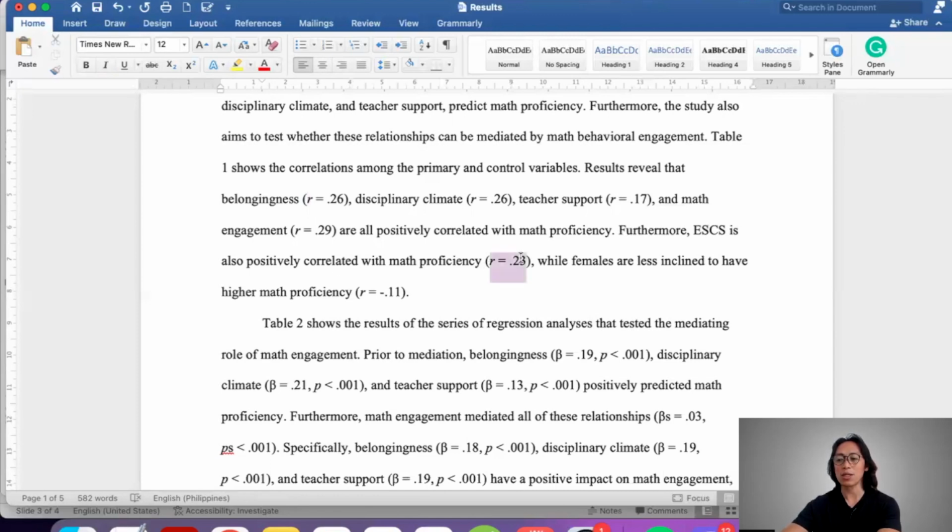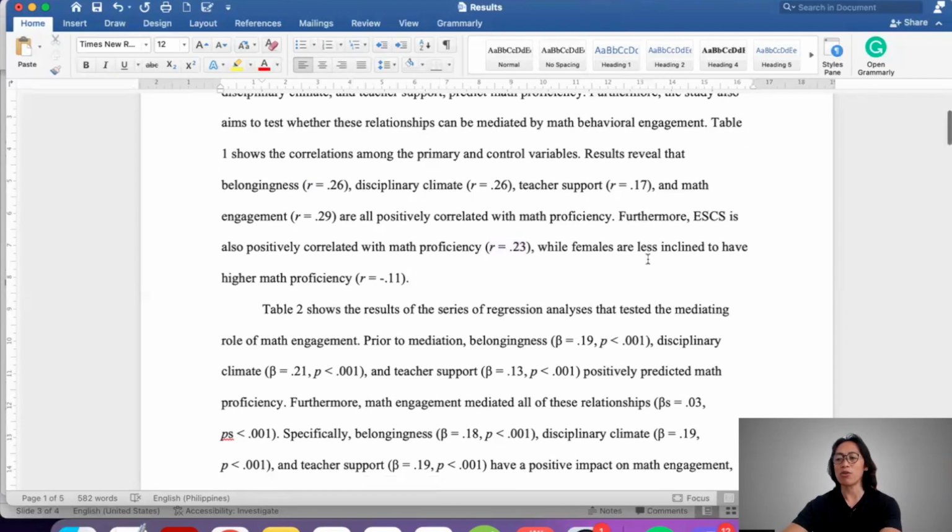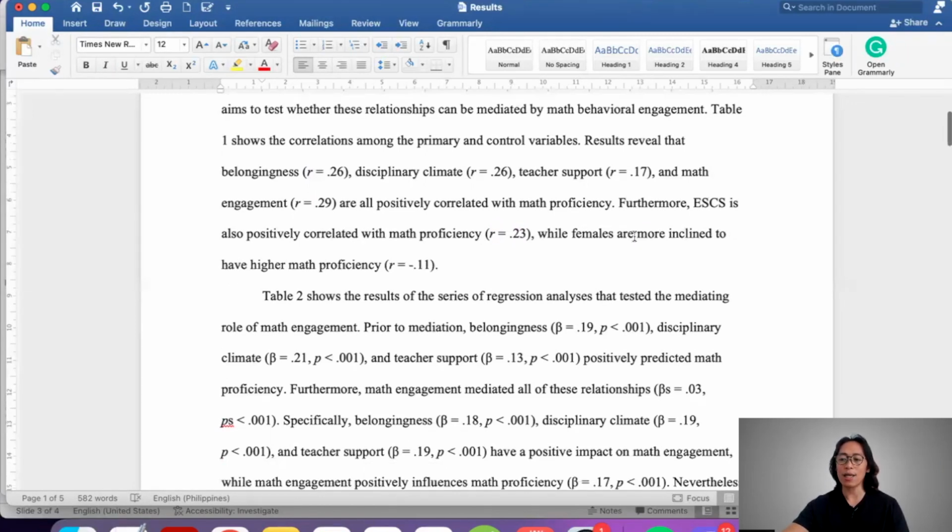So this is the correlation coefficient, while females are less inclined to have higher math proficiency. This should be more inclined, not less inclined. Why? Because the coefficient is negative. That means to say that the higher the sex value, the lower the proficiency; the lower the sex value, the higher the proficiency. And if we check how we coded males and females, females are coded as 0. So in terms of the code, they have the lower value. So the lower the sex value, which is 0, the higher the math proficiency. So females are more inclined to have higher math proficiency.